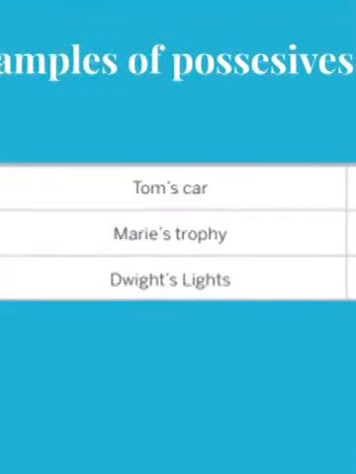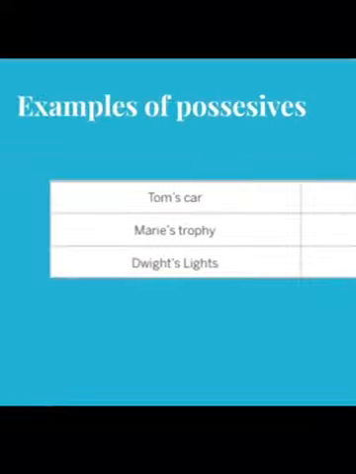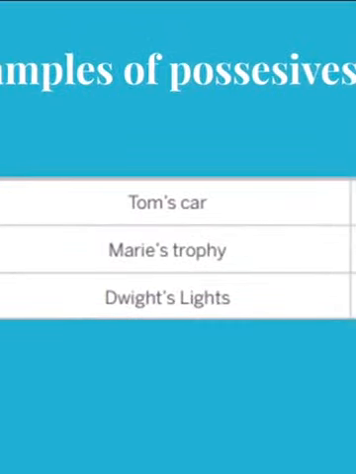Okay? Here we have two nouns in each possessive. Examples of possessive. We have two nouns. Okay, first one we have Tom's car. Tom owns that car. It belongs to him. So we're going to do our apostrophe and an S after Tom. Marie's trophy. She won that trophy. It's hers. So we need an apostrophe and an S after her name to show that she owns that trophy.